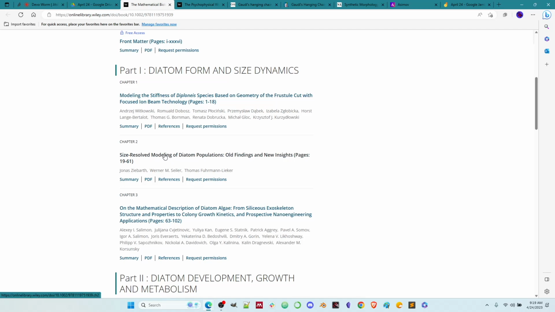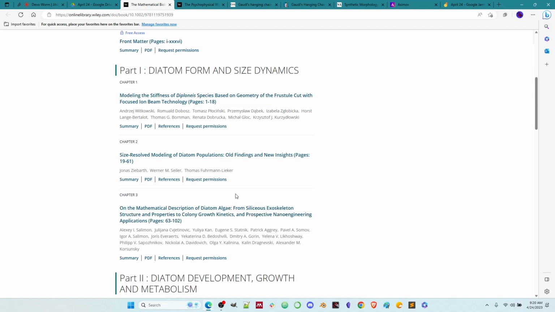So this is size-resolved modeling of diatom populations, on the mathematical description of diatom algae. The siliceous exoskeleton structure and properties, to colonial growth kinetics and prospective nanoengineering applications. They use diatoms in biofuel production and in other nanoengineering applications. As you can imagine, you have these very small organisms that are motile, that have silicate bodies, cell walls, and they can move through the water column quite effectively. So you could use this for a number of applications in nanoengineering. But you have to characterize the cells and the different cell types, of which there are many amongst diatoms.